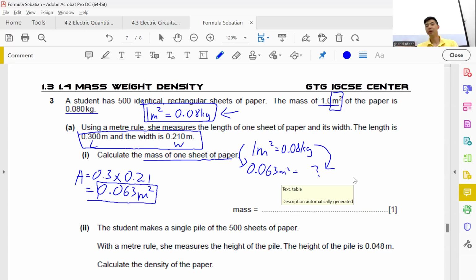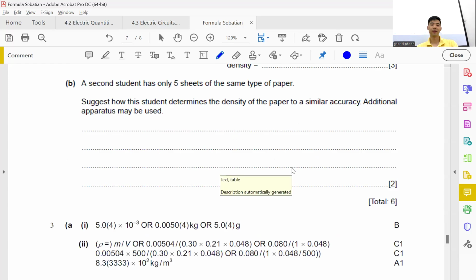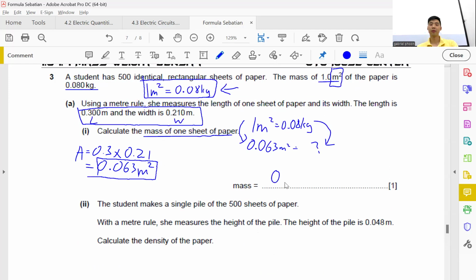Zero point zero. Let's see. The answer is correct, 0.005. You took it and times, you get the answer. Let's see. Oh, yeah, you're correct. You know why? Because this is 1. By right, you're supposed to play with it in terms of ratio. But so happens this is 1, then you can get the answer. 0.0504 kg. That's your answer.